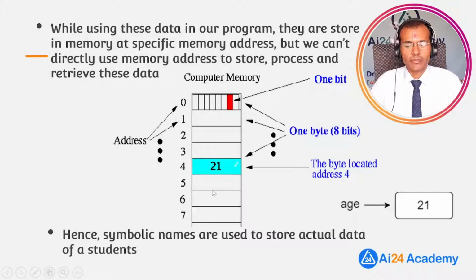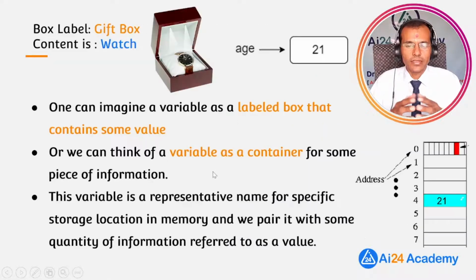So symbolic names are used to store the actual data of students or any data. Here is a symbolic name age, whose value is 21. So using this symbolic name age, we can store and retrieve the data. Just look at this image.